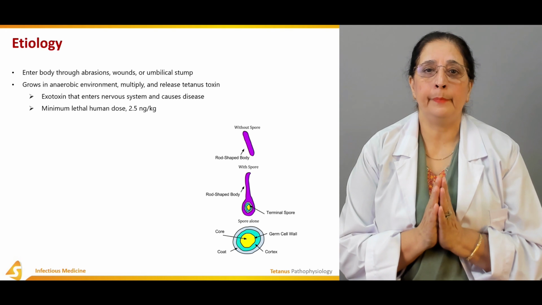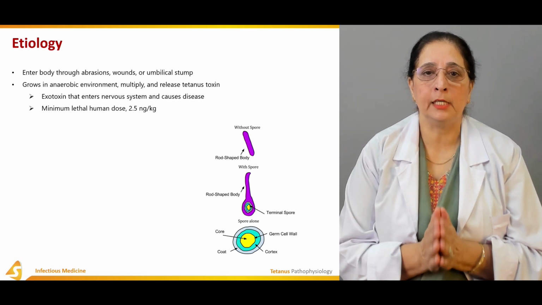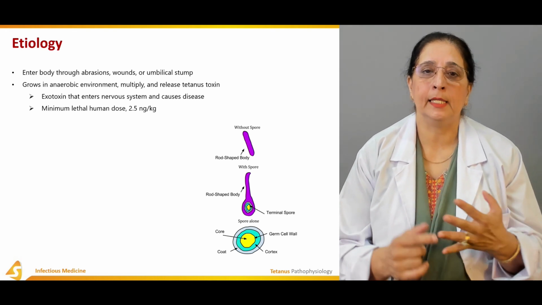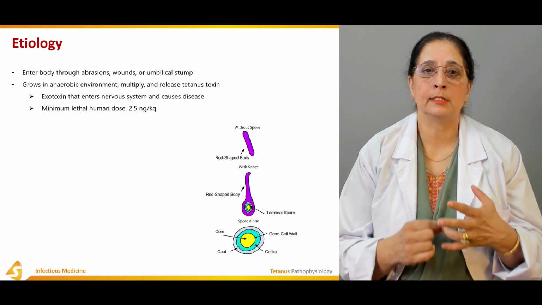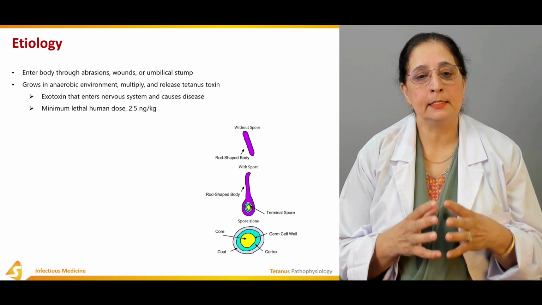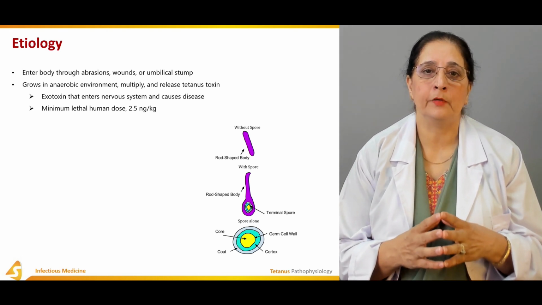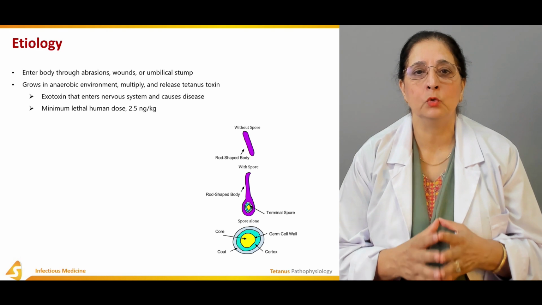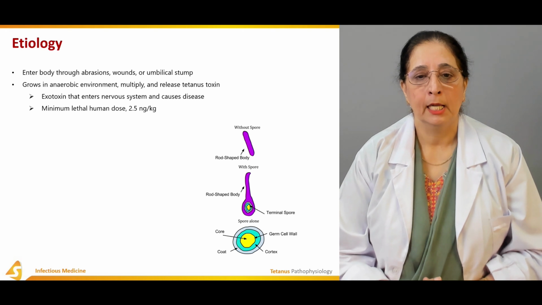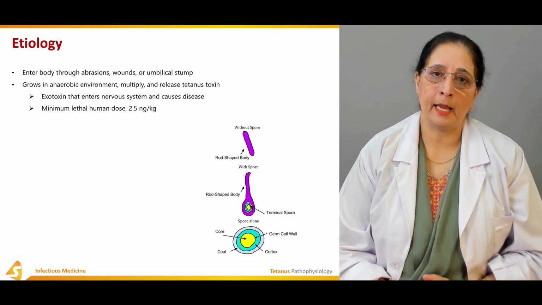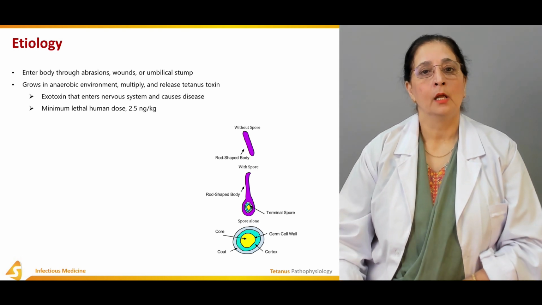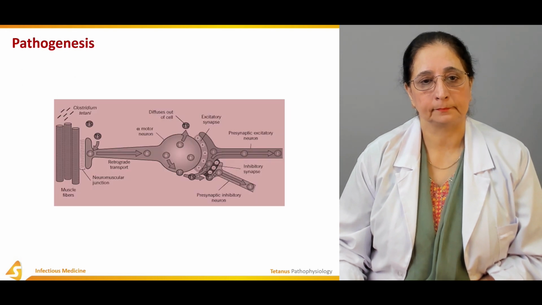So how the pathology or pathogenesis progresses: Clostridium tetani produces the neurotoxin that enters the nervous system and causes the disease, and the minimum lethal dose required is 2.5 nanogram per kilogram of body weight. And these are anaerobic microorganisms, meaning they do not require oxygen for their growth and multiplication.